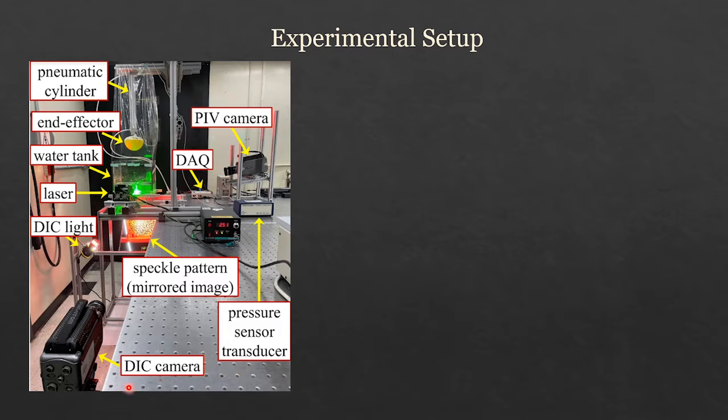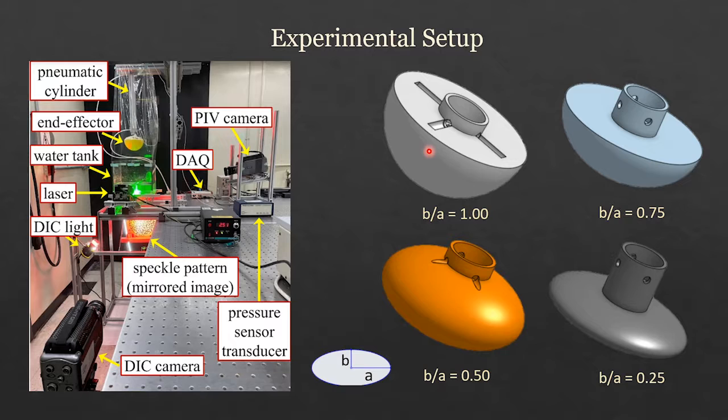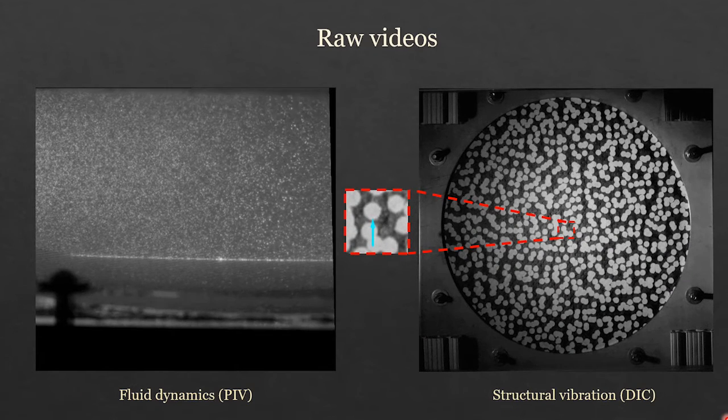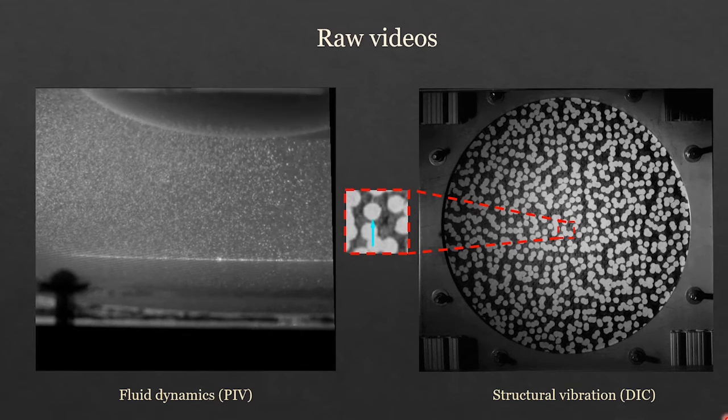We can see the DIC and PIV system and the N effector connected to a cylinder that extrudes into the water. We also studied different loading conditions by using N effectors of different shapes. Here are the raw videos recorded from our experiment.